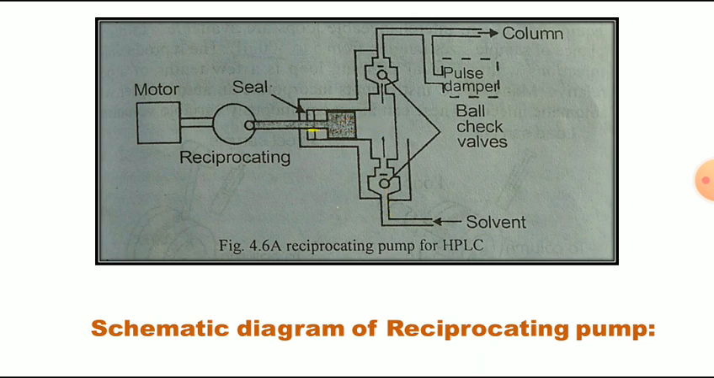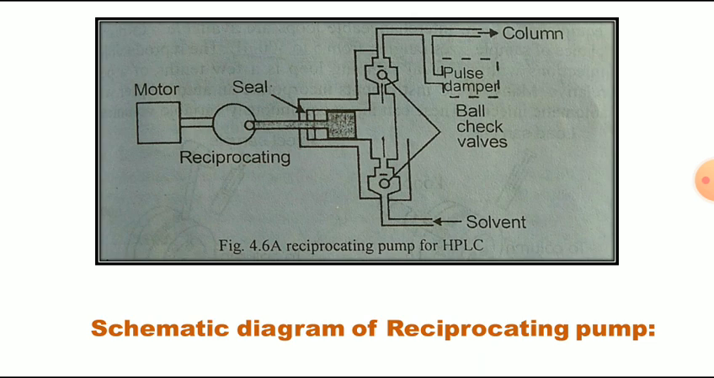When the back side piston comes to the front side, at that time this valve will automatically close and this valve will open. At that time whatever mobile phase, or you can say solvent, came into this chamber will go through this valve into the column. This is actually the process of this reciprocating pump.